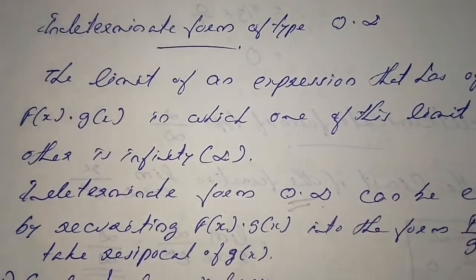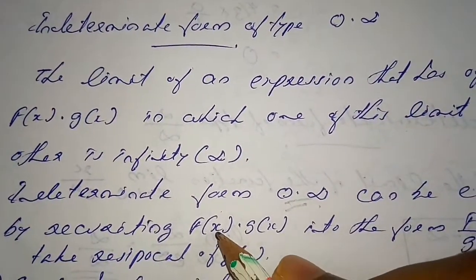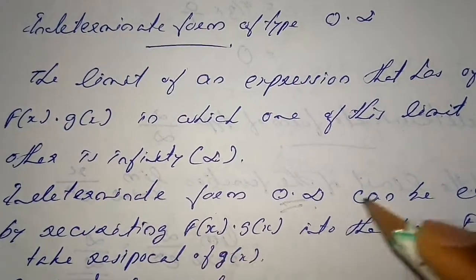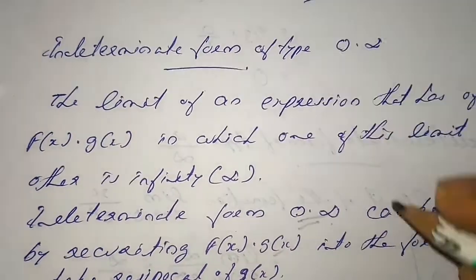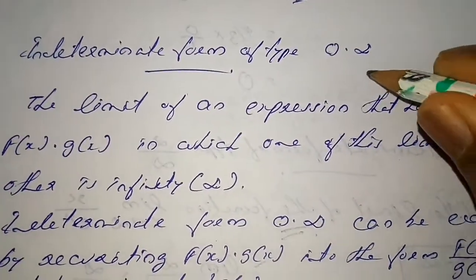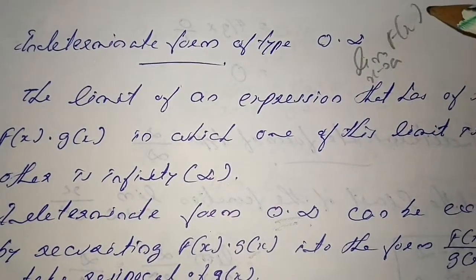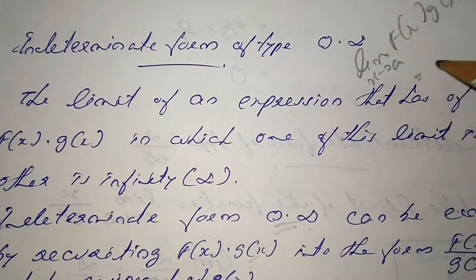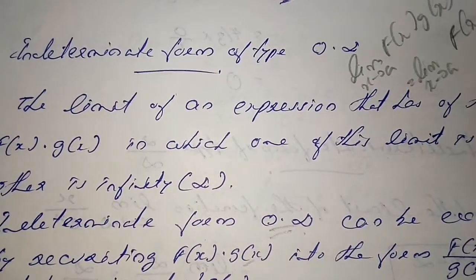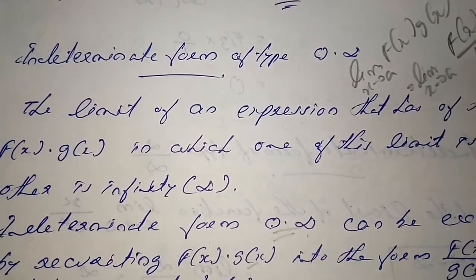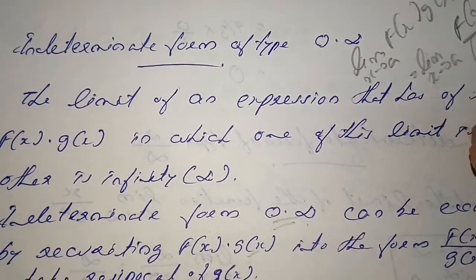So for that, if it is in the form of 0 into infinity, we have to change that limit f of x into g of x to f of x by the reciprocal of g of x. That means if it is in the form limit x tends to a f of x into g of x, you have to write it as limit x tends to a f of x divided by 1 by g of x. This is the form we have to take as a resolution.